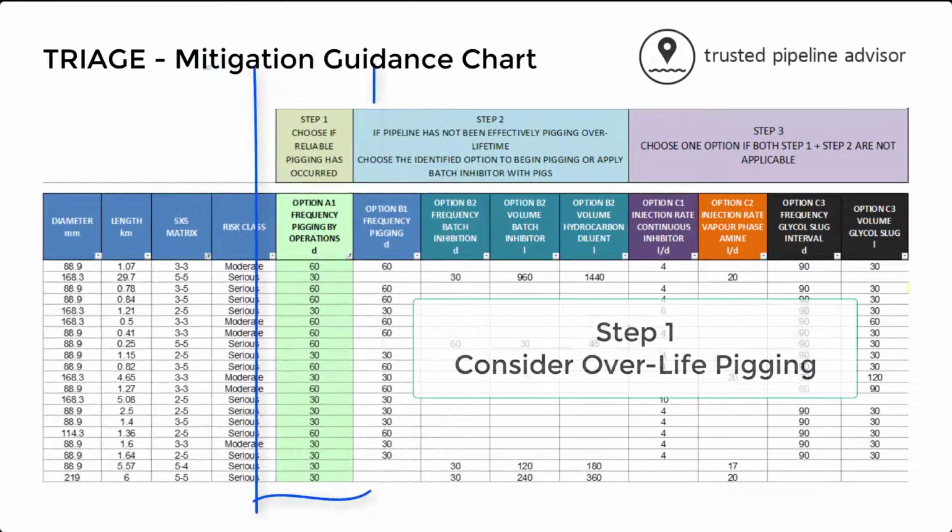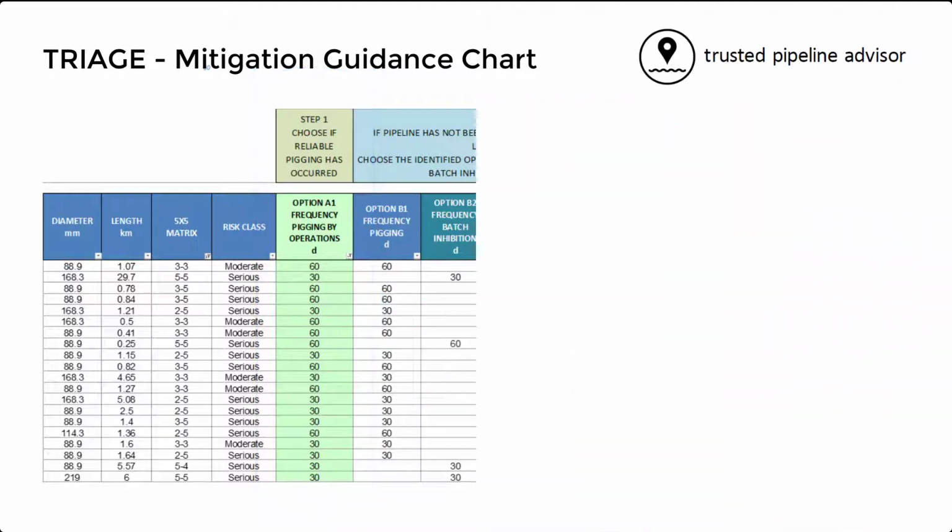The first step is to consider if overlife pigging at the minimum suggested frequency has been performed reliably over the operating life. In the case where operational pigging has been performed, the mechanical removal of stagnant water has prevented the initiation of potential corrosion damage, and there is no need to schedule any additional mitigation.